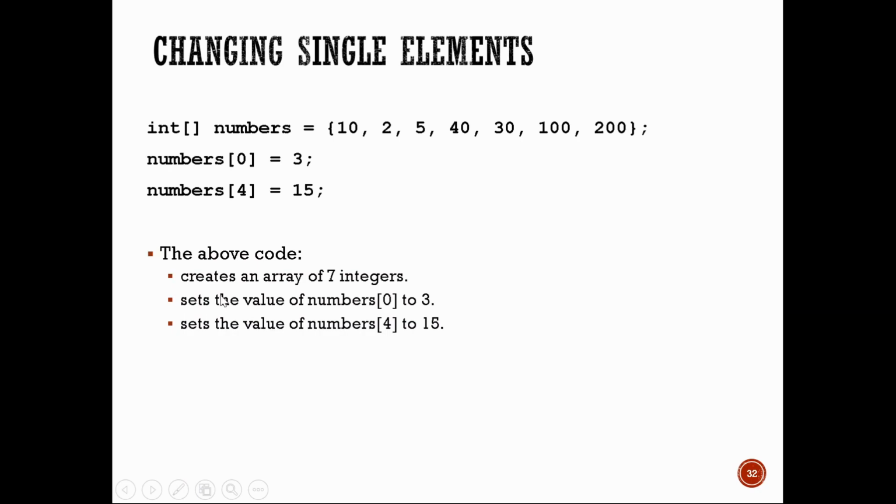The above code creates an array of 7 elements. So this is now 7 elements of an array. It sets the value of numbers[0] to 3, so that means this 10 will be replaced with 3. And it sets the value of numbers[4] to 15. So 0, 1, 2, 3, 4.